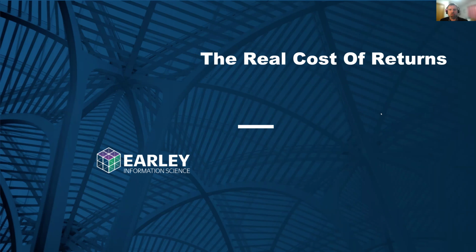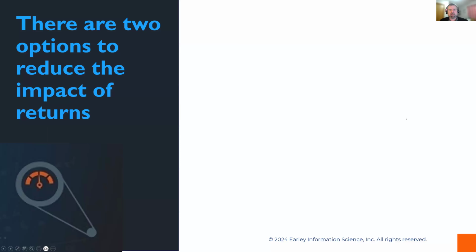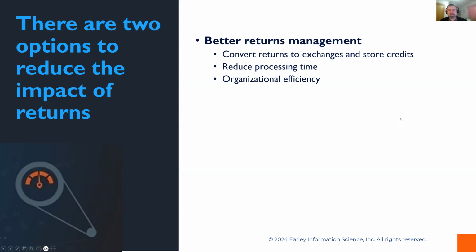But we want to talk about the real cost of returns. And there's a couple of pieces to this that we need to talk about. First is that there's really two options to reduce the impact of returns. The first of those is better returns management, making your organization more efficient and reducing the cost of the return itself. And this could be everything from converting returns to exchanges rather than a pure return, to store credits. It could be reducing processing time. It could be organizational efficiency.